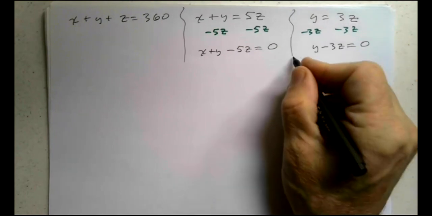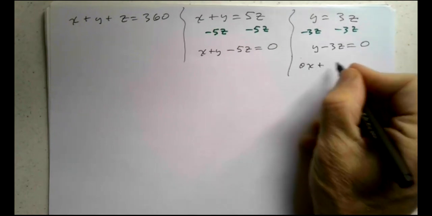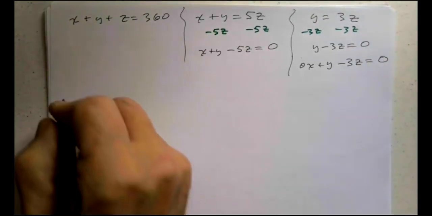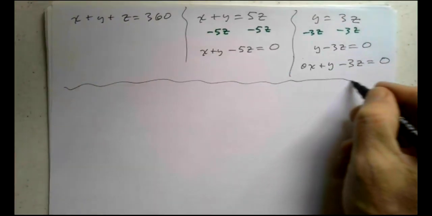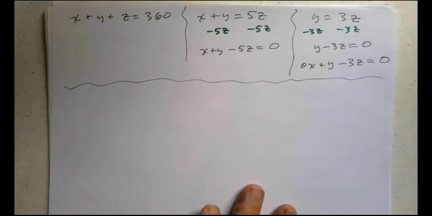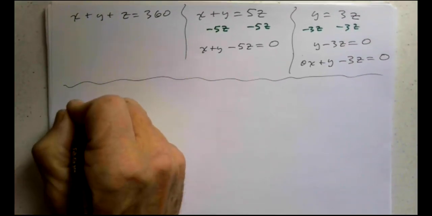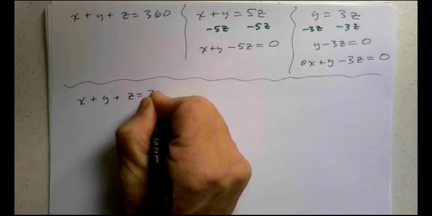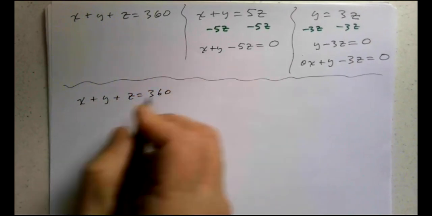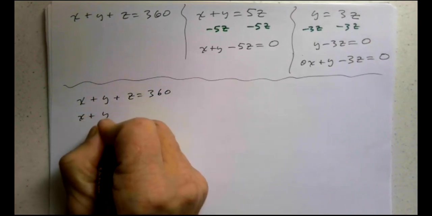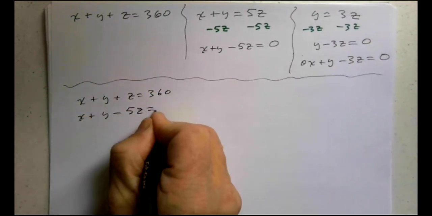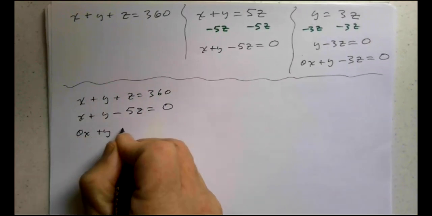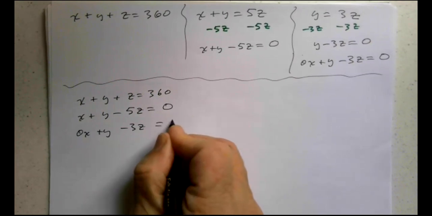But I'm going to add one more thing to that. I'm going to say 0x plus y minus 3z is 0. So there are my three equations. I'm going to write them vertically so I can easily convert that to a matrix. x plus y plus z equals 360. x plus y minus 5z equals 0, and 0x plus y minus 3z equals 0.